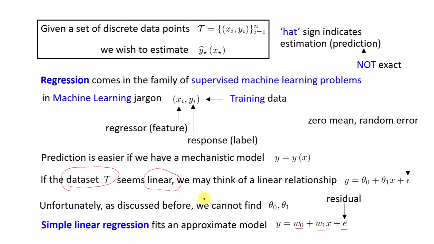Depending on the nature of the regression and the quality of the data set, w naught and w1 may come close to theta naught and theta 1, or may be far. Similarly, this residual e may resemble the zero mean random error, but in general it does not. Its statistical property is also different from epsilon, and this e comes completely from calculation. This epsilon is an experimental uncertainty.